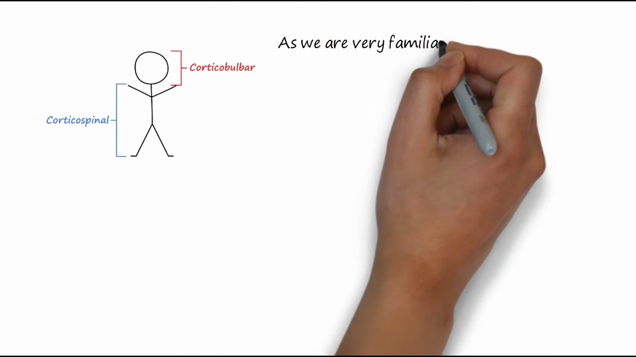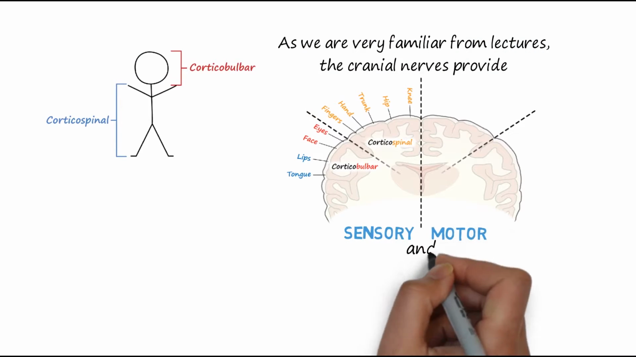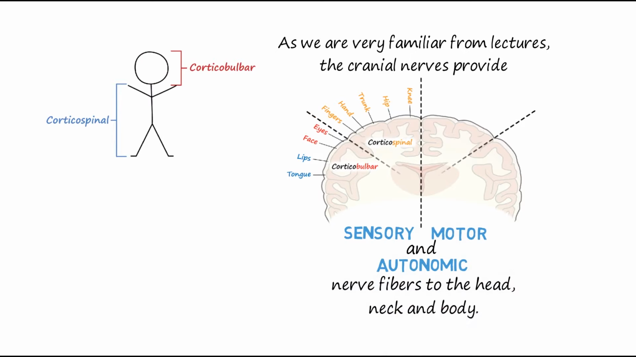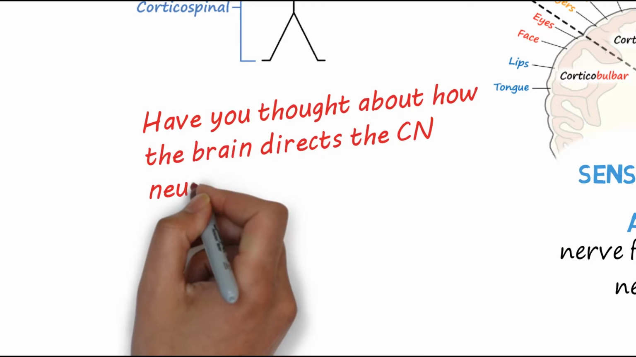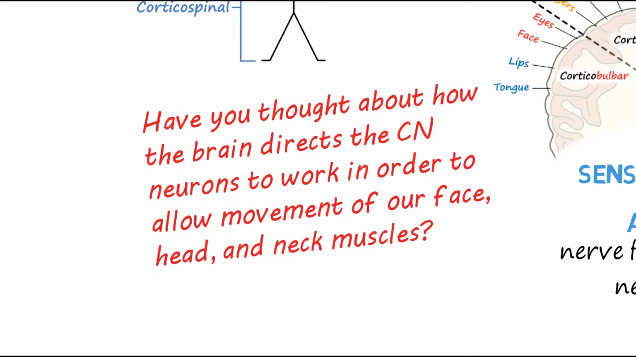As we are very familiar from lectures, the cranial nerves provide sensory, motor, and autonomic nerve fibers to the head, neck, and body. Have you thought about how the brain directs the cranial nerves to work in order to allow for movement of our face, head, and neck muscles?